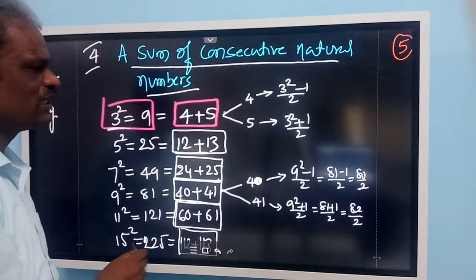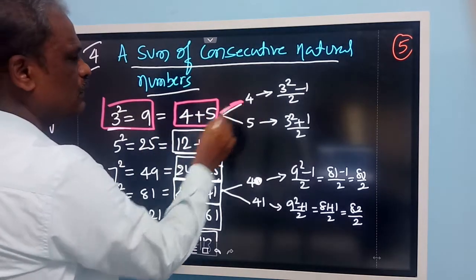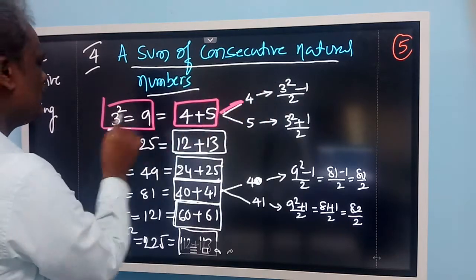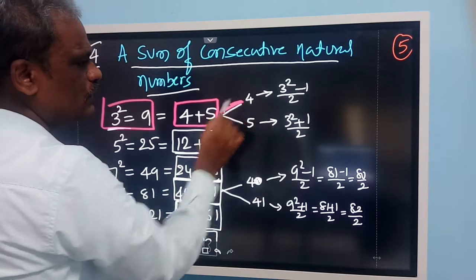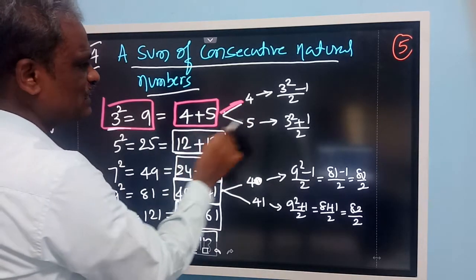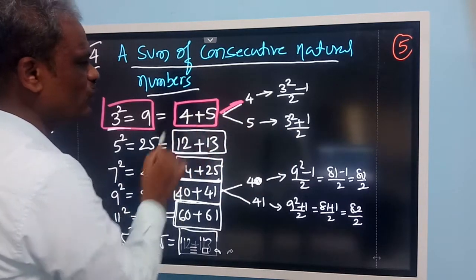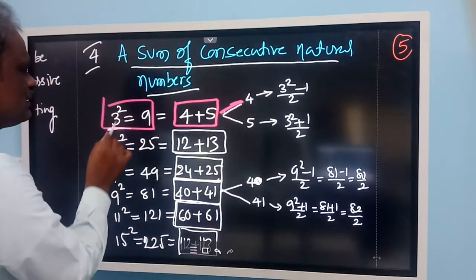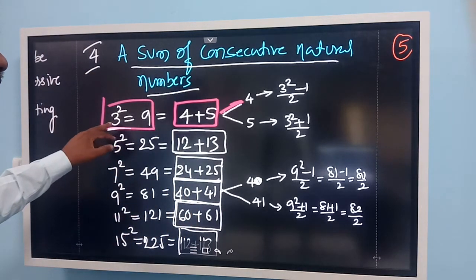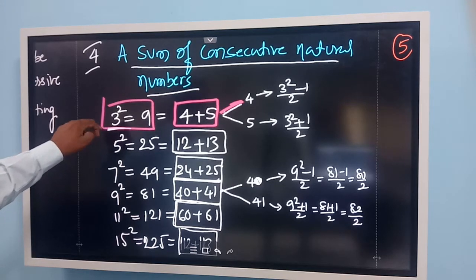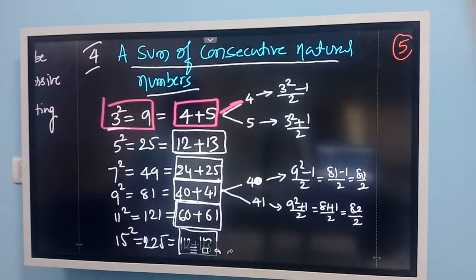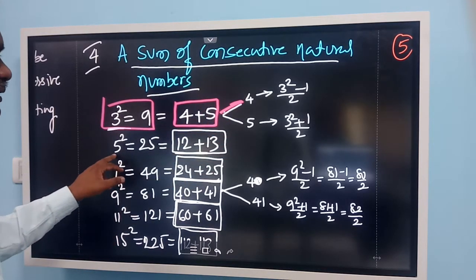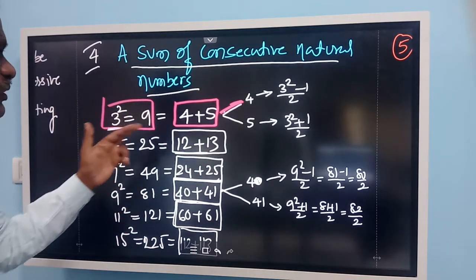Look at this 4 and 5. How do you get 4? You can write it as 3 square minus 1, and 3 square plus 1. 3 square minus 1 by 2 gives you 4. 3 square plus 1 by 2 gives you 5. 3 is the number between 4 and 5, or you can take this 3 itself. Sum of natural numbers for 5 square: 12 and 13, how will you get them? 5 square minus 1 by 2, and 5 square plus 1 by 2.